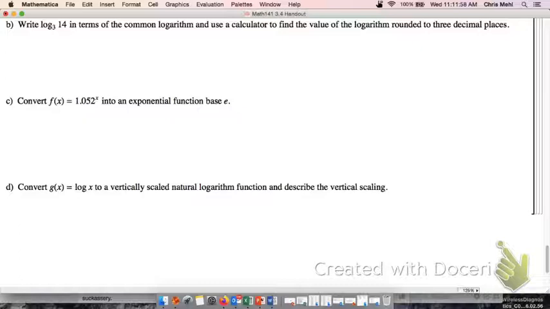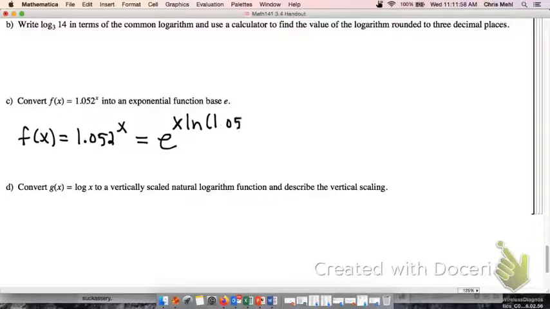Okay, now the next problem says convert f of x equals 1.052 to the x into an exponential function base e. So you can write this with base e. So it's always going to be e to the x times natural log of the base 1.052. So I've now converted it to an exponential function base e.